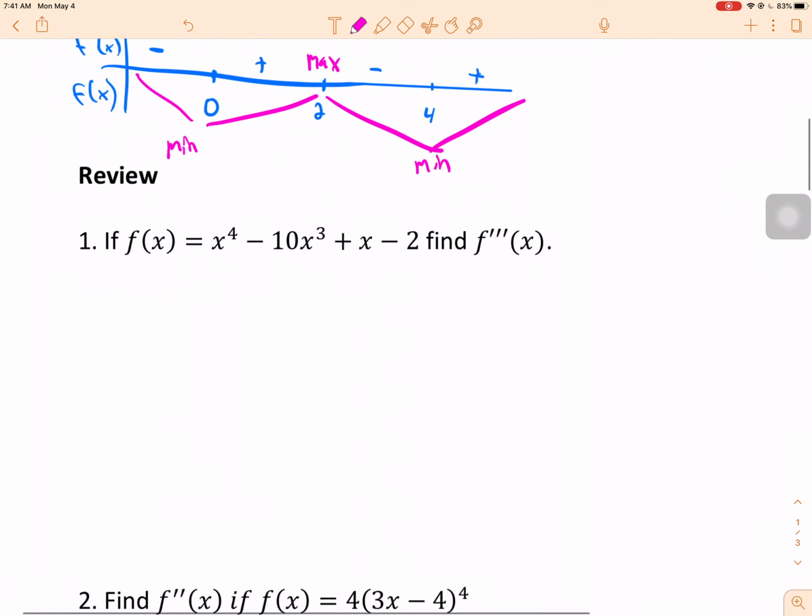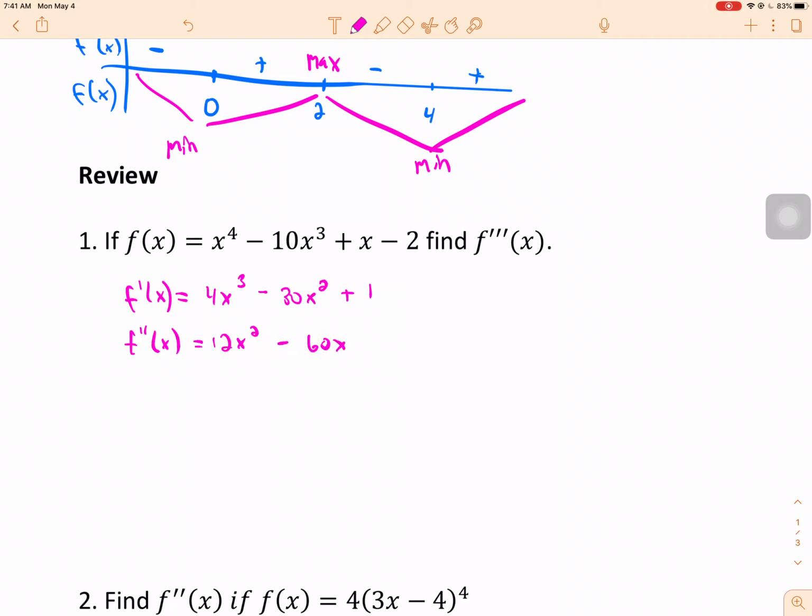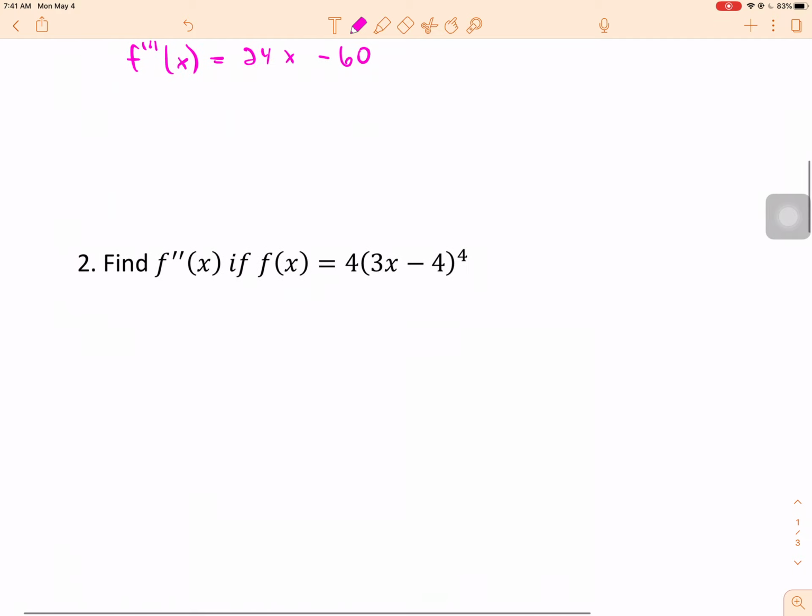Find the third derivative of this polynomial. Well, f prime of x is going to be 4x cubed minus 30x squared plus 1. F double prime will then be 12x squared minus 60x. And then f triple prime, 24x minus 60. Nice easy start.